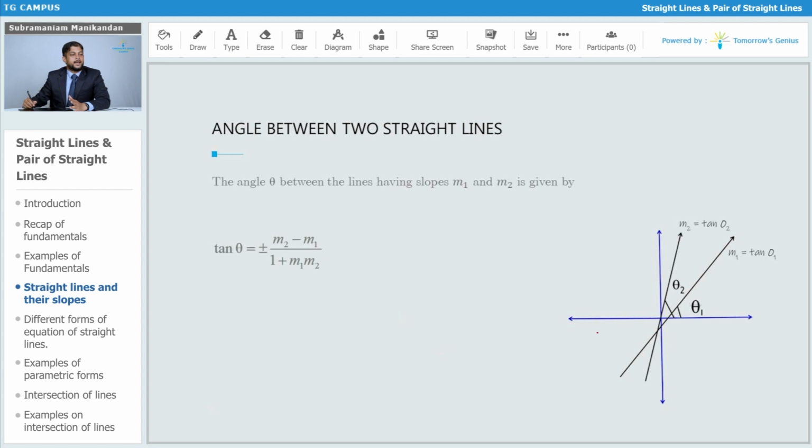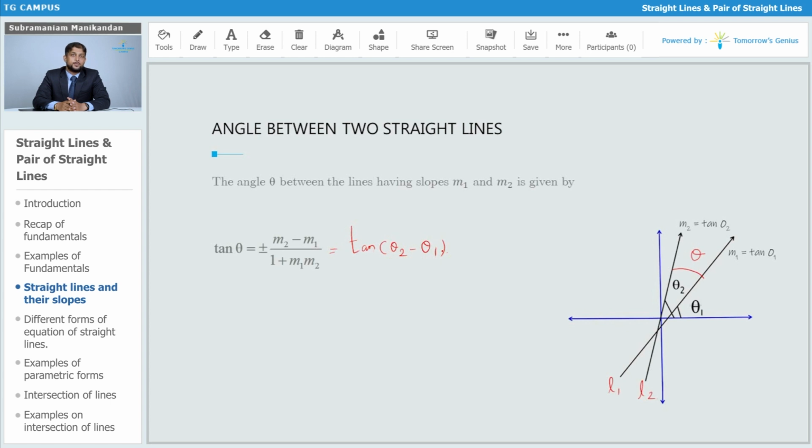This is the line L1 and this is the line L2. L1 has slope m1 given by tan theta 1, L2 has slope m2 given by tan theta 2. Then the angle between the two, that is this angle, is given by tan of theta 2 minus theta 1, that is tan theta. It is given by the absolute value, that is plus and minus, of m2 minus m1 divided by 1 plus m1 m2.